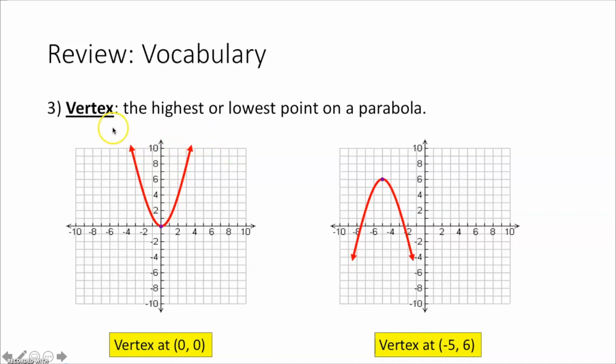Next thing is a vertex. So that's either the highest or lowest point on a parabola. If your a value is positive, your parabola will open upward, which means your vertex will be that lowest point. If your a value is negative, your parabola will open downward, meaning your vertex will be that highest point.